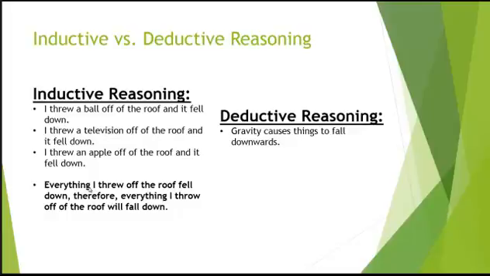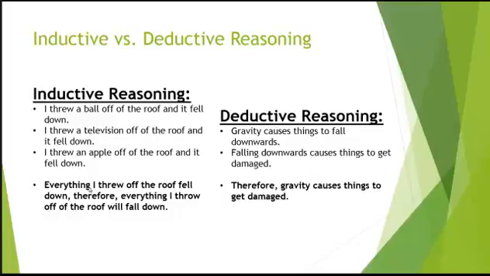For deductive reasoning, gravity causes things to fall downwards. Falling downwards causes things to get damaged. Therefore, gravity causes things to get damaged. I'm making my conjecture off of these two statements, and this will most likely become a theorem because gravity can cause things to get damaged.